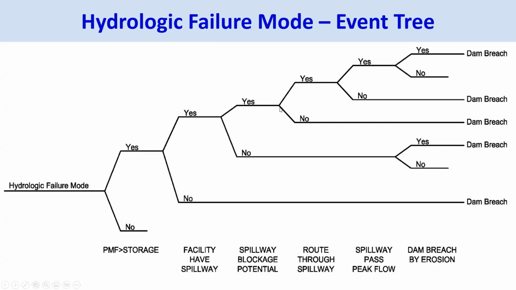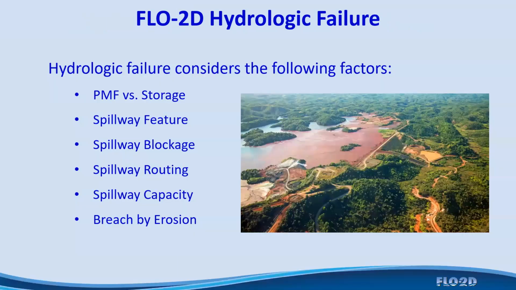If you say that the spillway can route this excess volume, then we take this branch and see, okay, does the spillway pass the peak flow, yes or no, and we follow all these branches to predict the chance that this tailing dam is going to fail or not. Okay, this is for the hydrologic failure. You can see the different factors that we use to calculate the chance of failure for a particular tailing dam, based, of course, on the data that you provided in the tool.